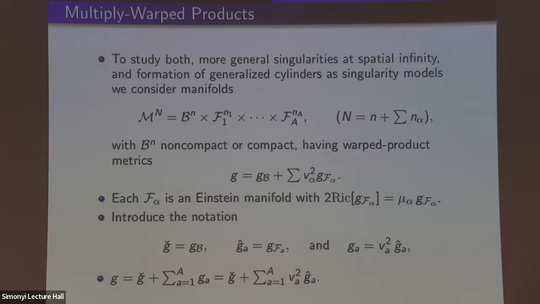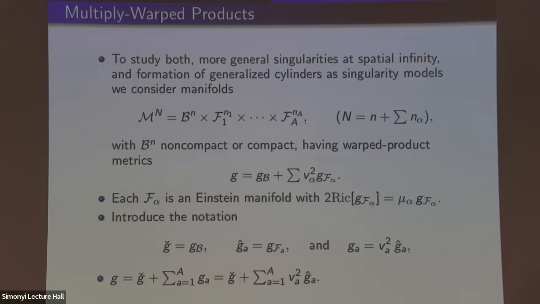So B is our base, and it is n-dimensional. And then you have those fibers, which we call F1 up to Fa, of dimensions n1 up to na, respectively. And these manifolds, F alpha, are all Einstein with the Einstein constant mu alpha. And for us, mu alpha will be greater than 0, right?